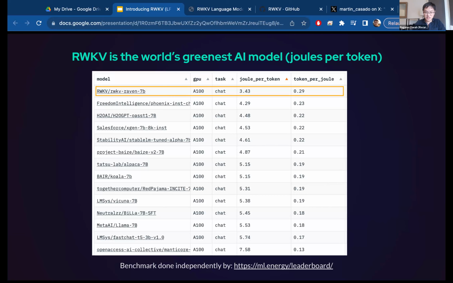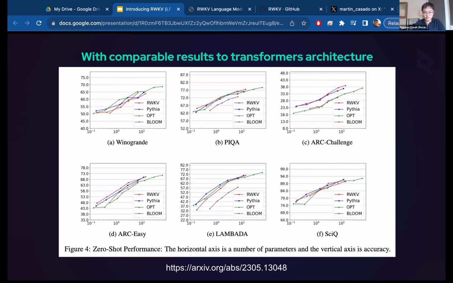And this reduction in computational cost translates into real world impact. Like, we are independently benchmarked as the world's greenest AI model in terms of joules per token in the 7B weight class. And when I say comparable results, you don't even have to take my word for it. You can take EleutherAI's, Microsoft's, Stanford's, who have actually published independent studies and papers comparing our RWKV Pile model against other open source models that are trained on the Pile.